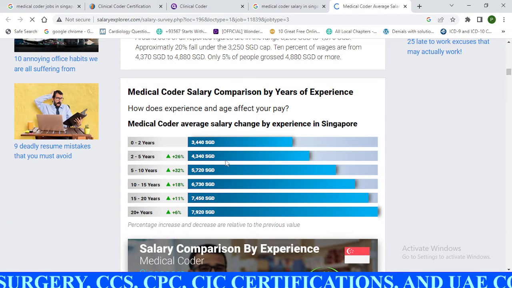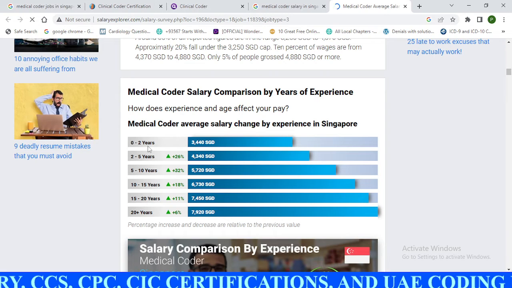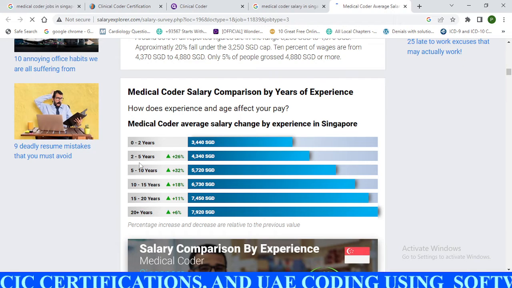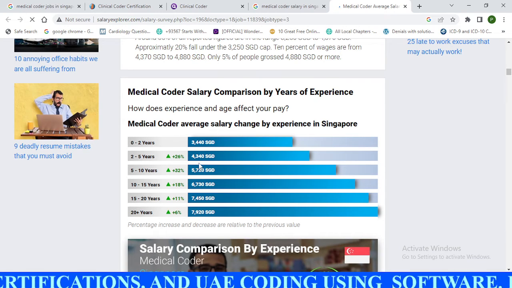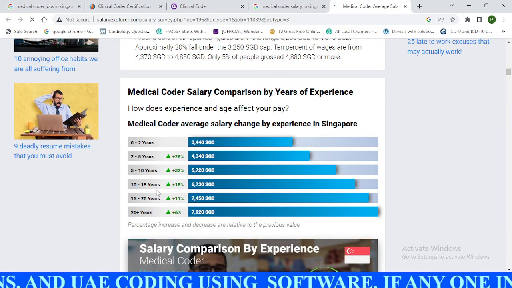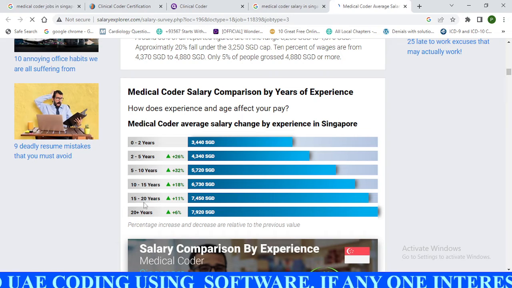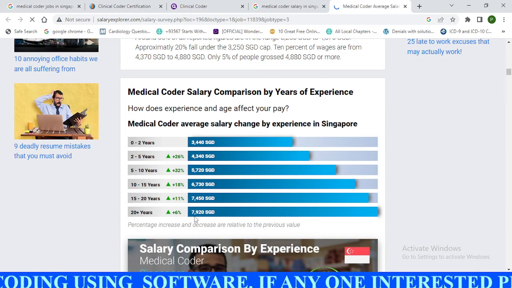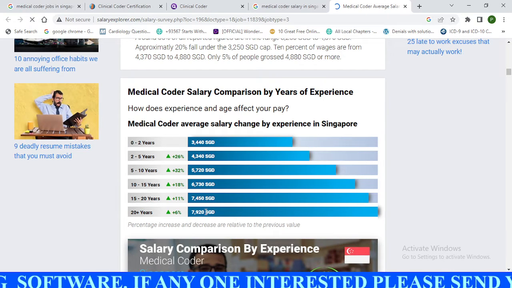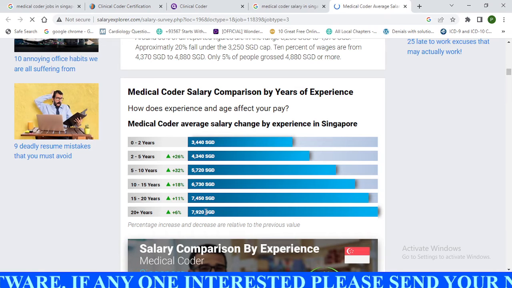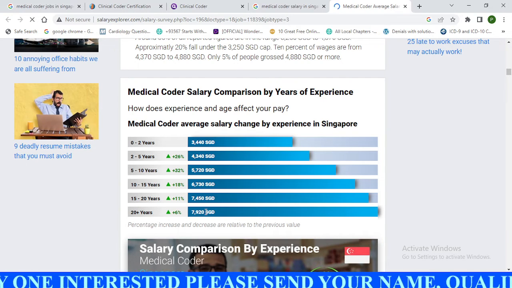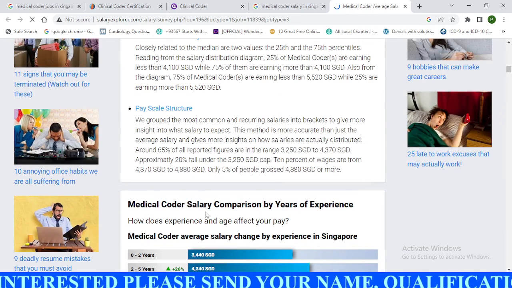So we will check here. For example, if you have 0 to 2 years experience, you will get 3,440 Singapore dollars. And if you have 5 years experience, 4,340. If you have 5 to 10 years experience, 5,720. 10 to 15, 6,730. 15 to 20, 7,450. 20 plus years, approximately 8,000. So it is everything based on your knowledge and your qualification and your experience. It is not concrete salaries, so it may vary depending on your performance.